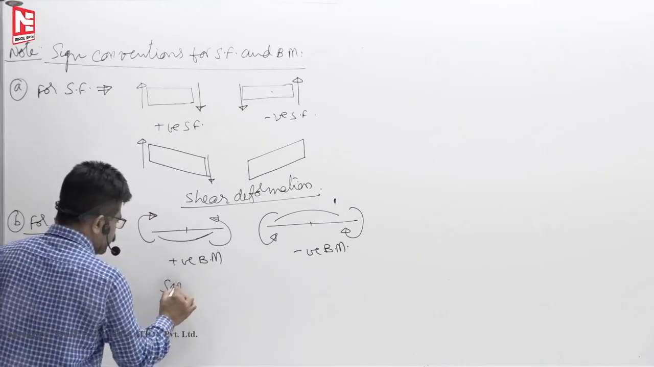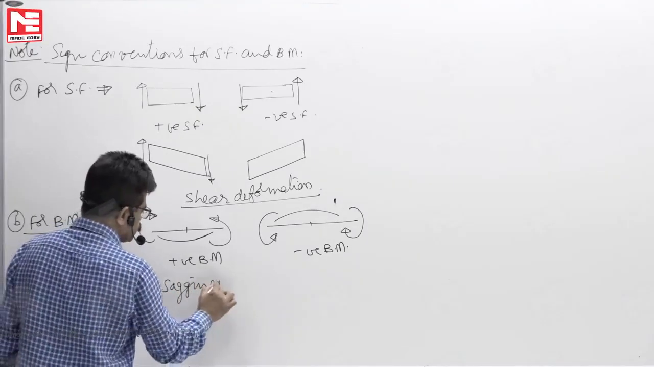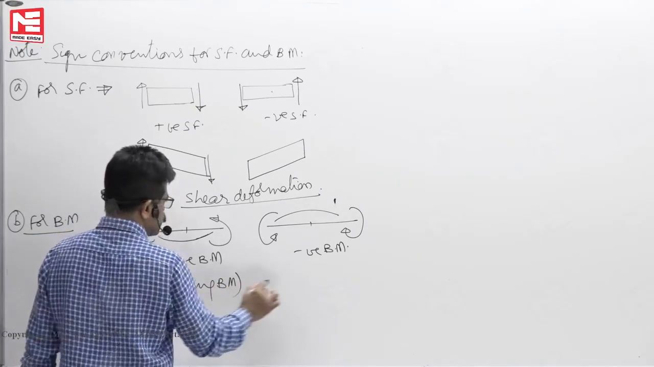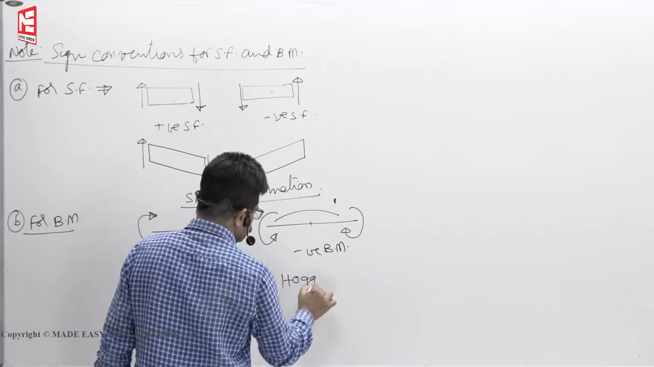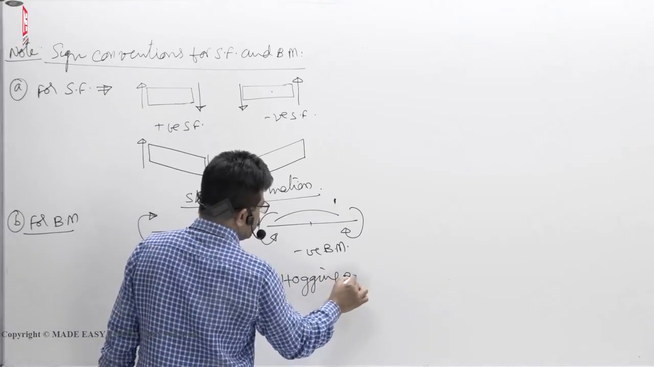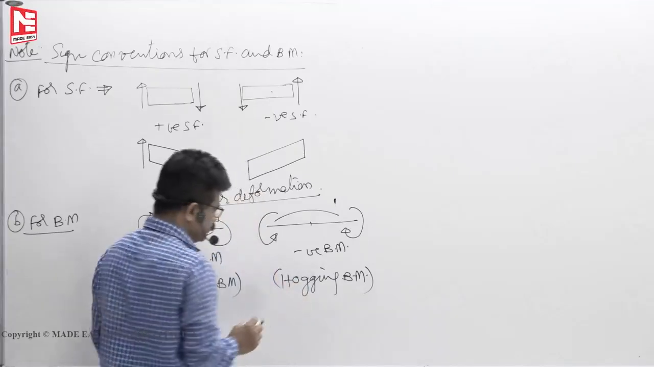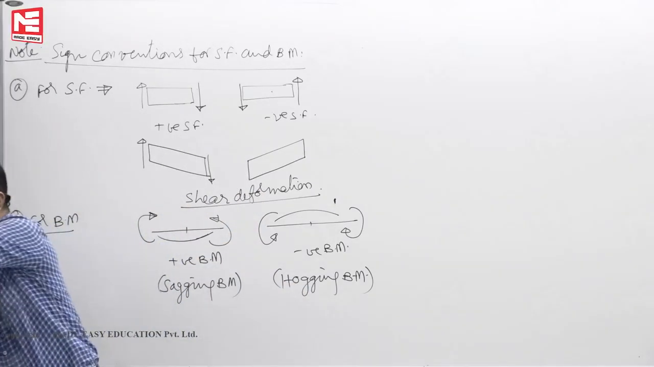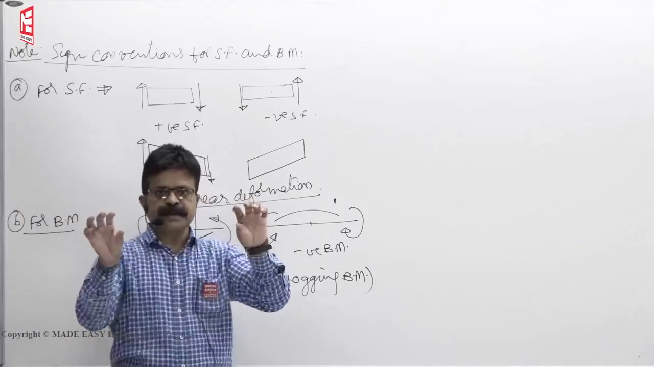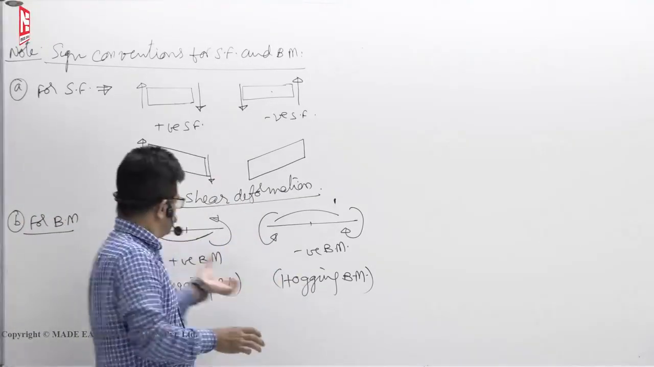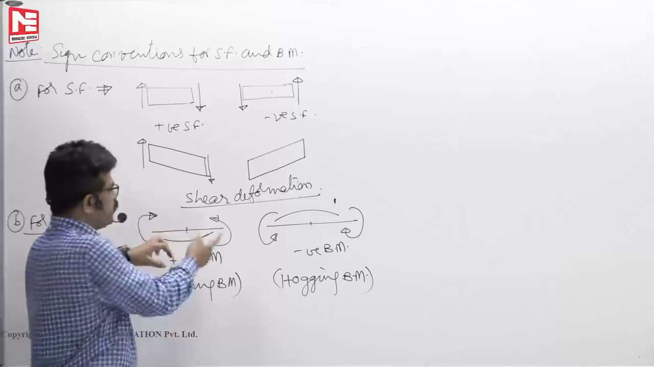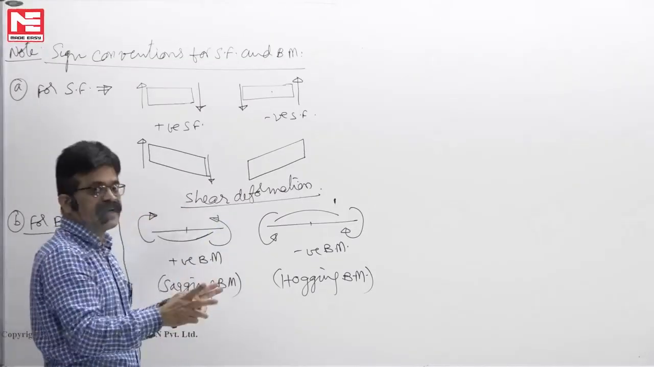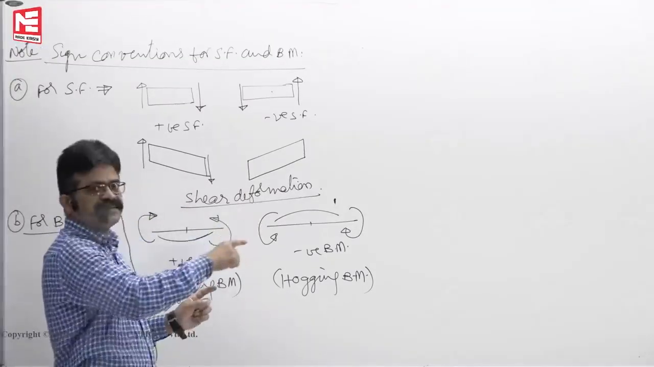This is sagging bending moment, positive. This is hogging bending moment, you take it as negative. For any beam to sag, this is what should be there. You have a beam, let us say. For it to sag, left side clockwise or right side anti-clockwise movement should act. Only then it will sag.